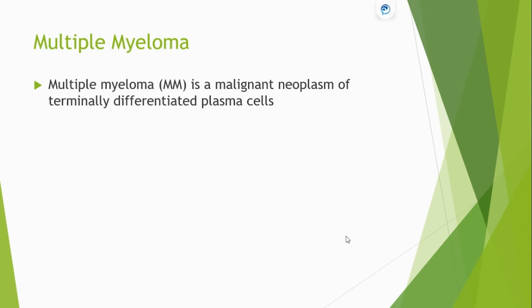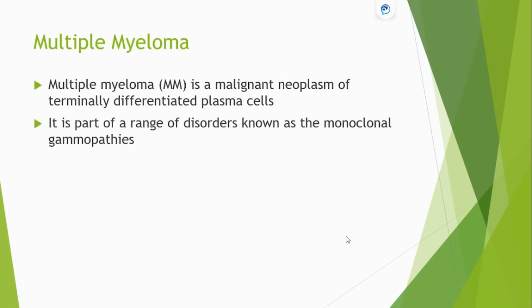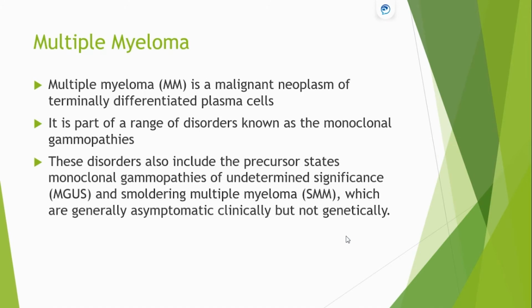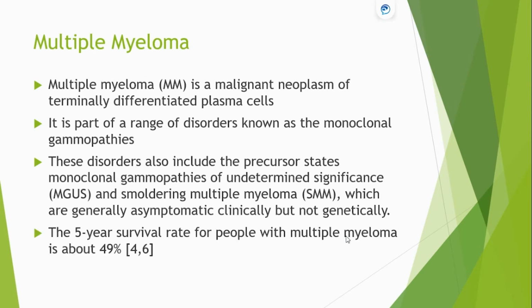Multiple myeloma is the malignant neoplasm of terminally differentiated plasma cells, but it's part of a range of disorders known as monoclonal gammopathy, which actually starts with a precursor state, monoclonal gammopathy of undetermined significance, or MGUS, and can then progress to smoldering myeloma and eventually to multiple myeloma. But MGUS and smoldering myeloma are generally asymptomatic clinically, but not genetically. The 5-year survival rate of people with multiple myeloma is about 50%, which shows the high mortality rate for multiple myeloma.